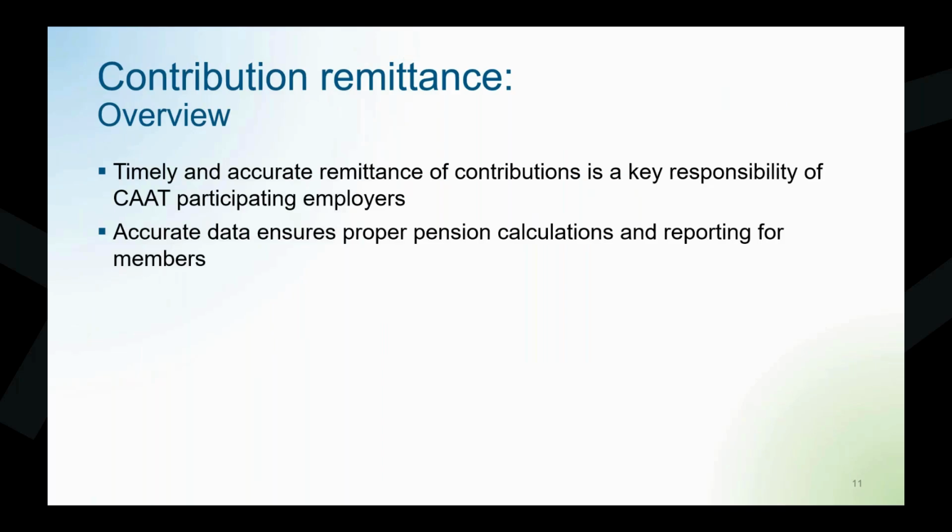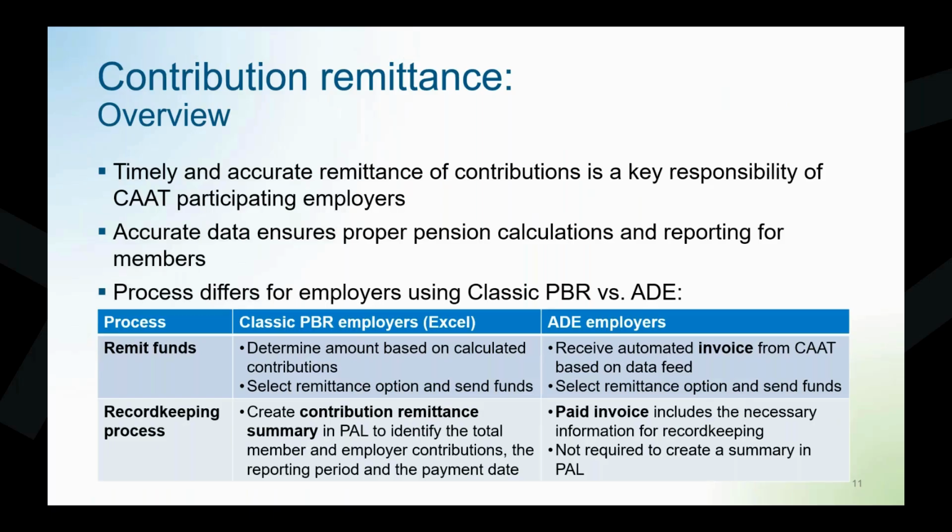To ensure that CIBC Mellon can identify your payment and the correct contribution data is reflected in CAT's systems, each remittance requires 2 steps: the actual remittance of the funds and a record-keeping process to identify the total member and employer contribution amounts, the applicable reporting period that the contributions relate to, and the date the amount is remitted to CIBC Mellon. This process differs between classic PBR and employers that have ADE.